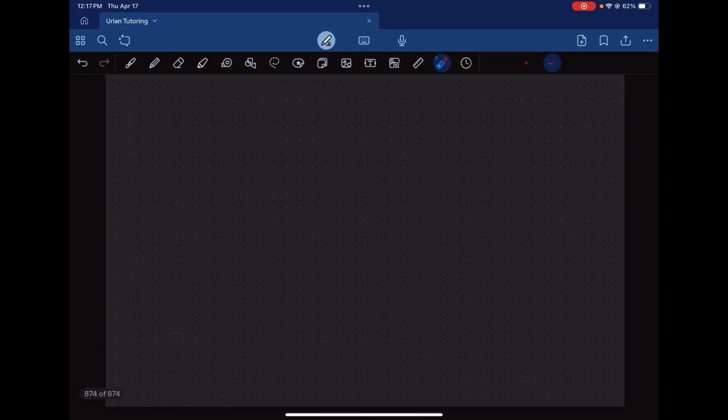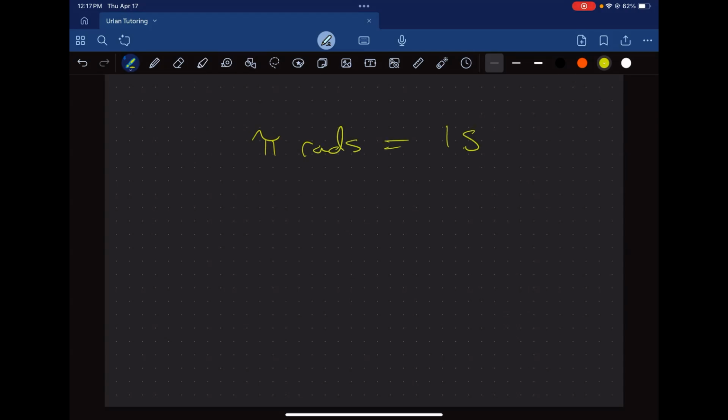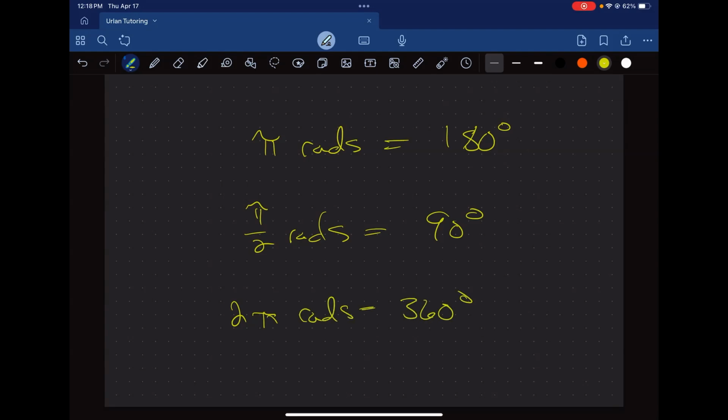So just a little bit of a heads up with radians. If I have pi radians, that's going to equal 180 degrees. If I have pi over 2 radians, this is going to be equal to 90 degrees. If I have 2 pi radians, it's going to equal 360 degrees, right? So 2 times this up here, okay? And you're going to start seeing these more and more as you get into the unit circle.